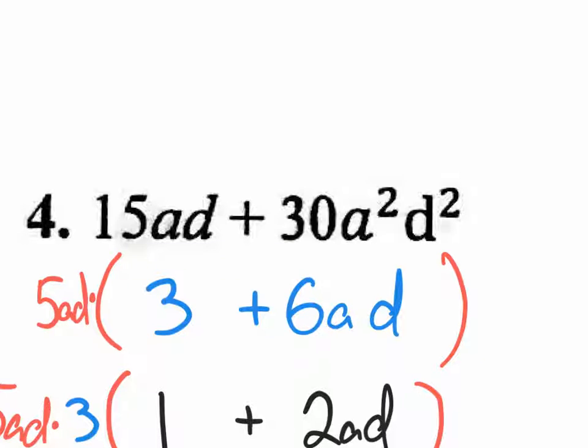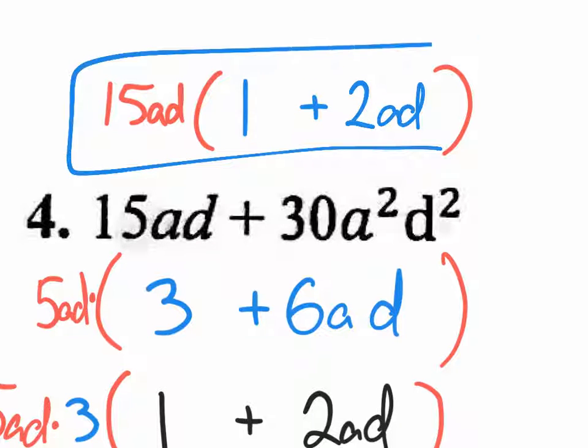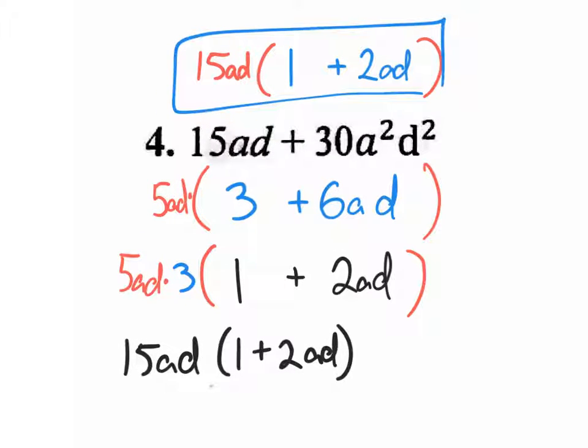So if right from the beginning I realized that 15AD was the GCF, then I could just think, okay, 15AD times what will give me 15AD? Well, that would just be 1. And then plus 15AD times what will give me the 30a squared d squared? That would just be 2 with the AD, right? And there's your final factored form. It's a lot faster than not pulling out the GCF.